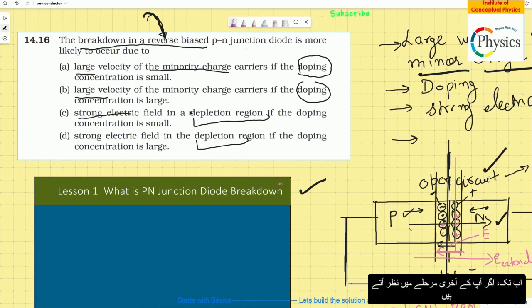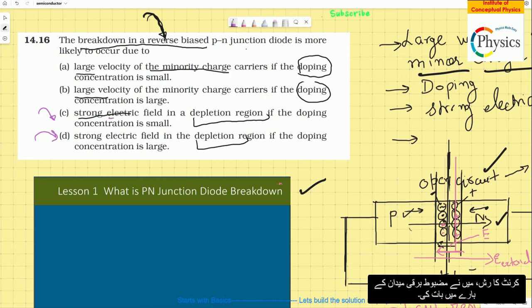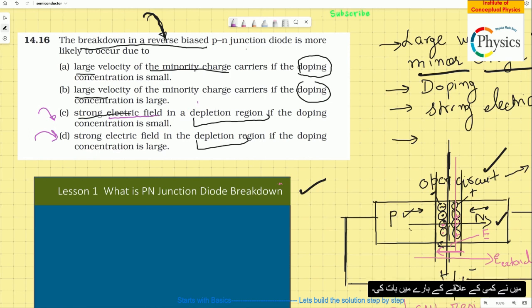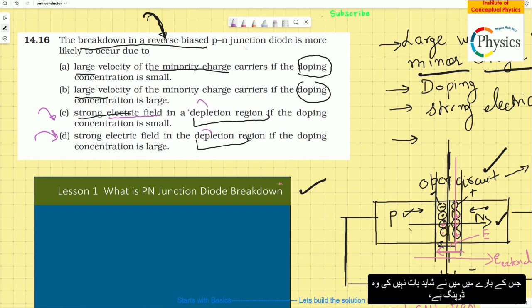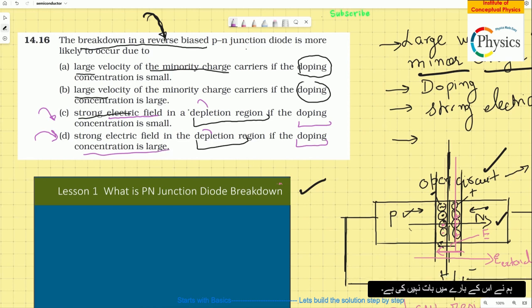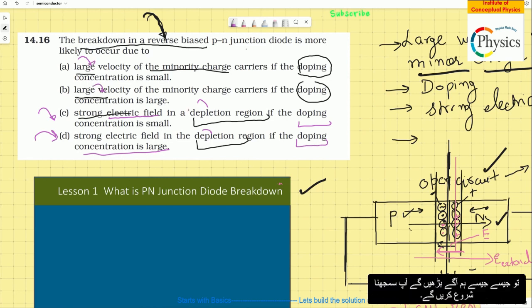I did. So far, if you look into the last phase of the video where I just discussed the breakdown and sudden rush of current, I did talk about strong electric field. I talked about depletion region. What I did not probably talk about is doping, how doping impacts the whole thing, which is the breakdown. We have not talked about it. We've also not talked about large velocity and stuff like that. So as we progress, you will start understanding.